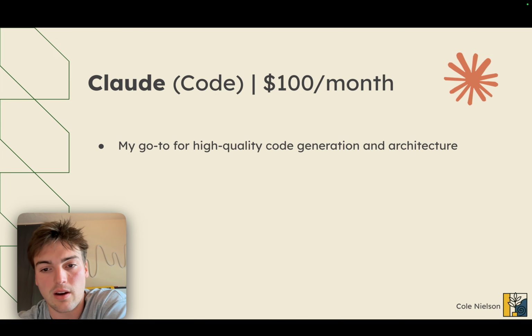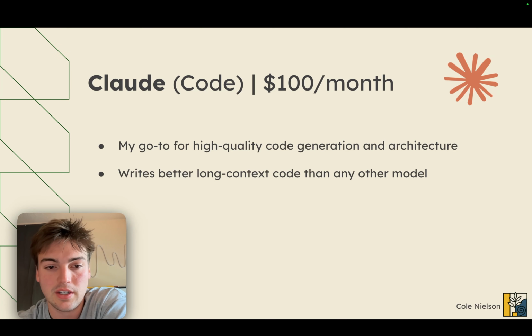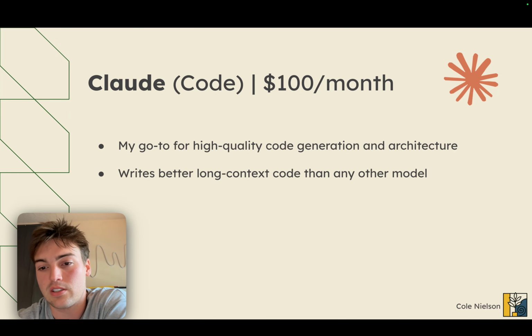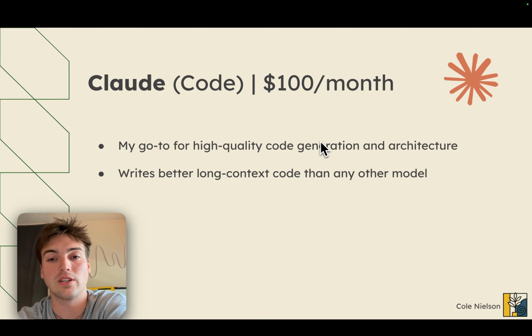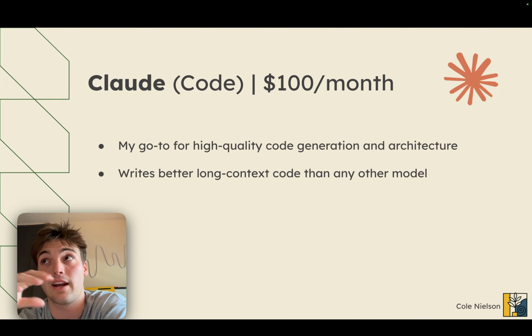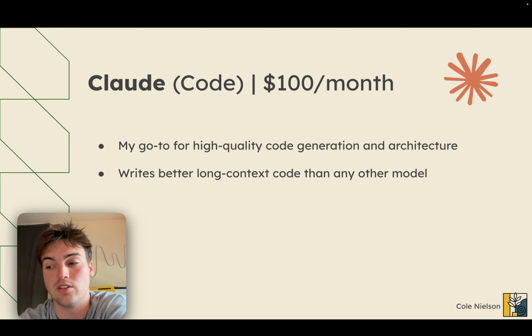It's my go-to for high quality code generation and architecture. I'd say it's the most up to date with basically the best practices for coding. It writes better long context code than any other model. So really what I mean by this is it's able to understand a goal and how to get there, where sometimes if you have a big refactor goal or an implementation of some new tool in a product, other models will have a hard time getting there because they'll try and do it all at once.